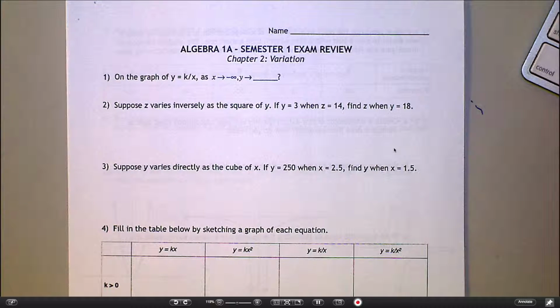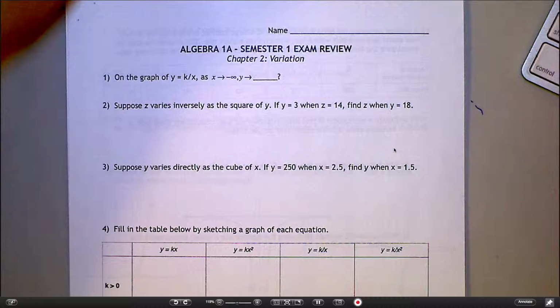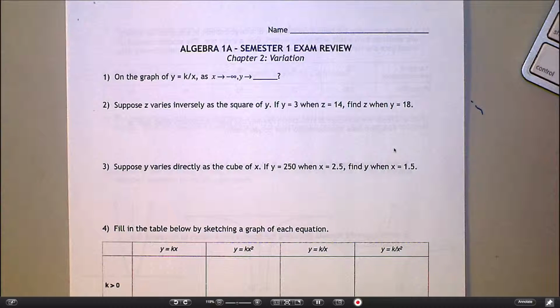This is the Algebra 1A semester exam review, and this will be the section on Chapter 2, Variation. I'll probably do this in a couple of different videos just so it's not as long, not as difficult to upload. So this first video will cover probably this first page, maybe front and back. So, okay, starting out with number 1.